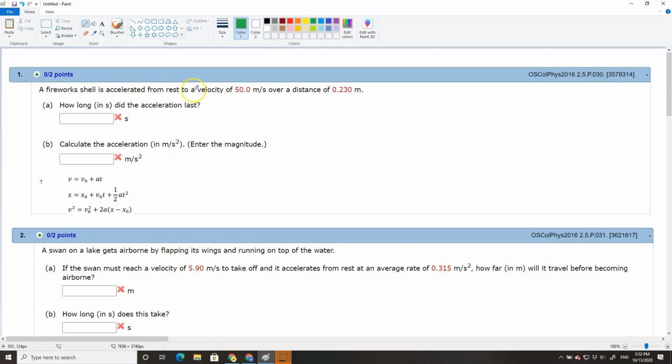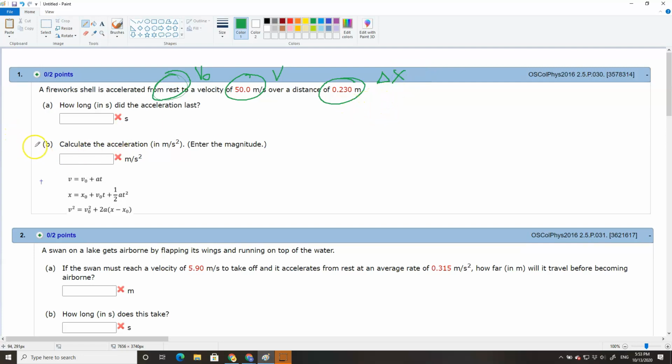For LM3, we are going to be focusing on using the big three equations for kinematics again. I'm going to go through all of them with the exception of question number 3 because we did that one in class. So the first one says a firework shell is accelerated from rest. So that is going to be our initial velocity, v0. The final velocity is 50 meters per second, and the distance, delta x, is 0.23 meters.